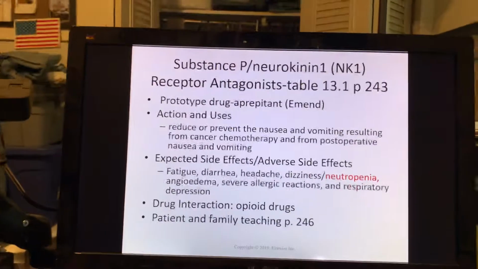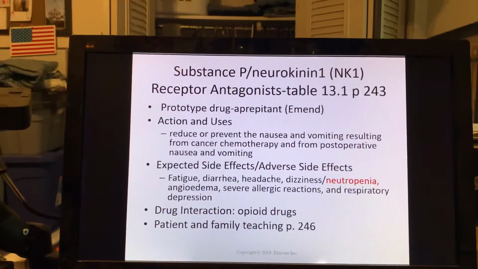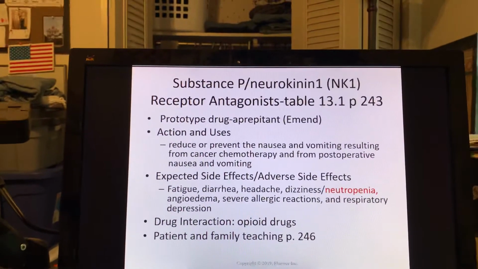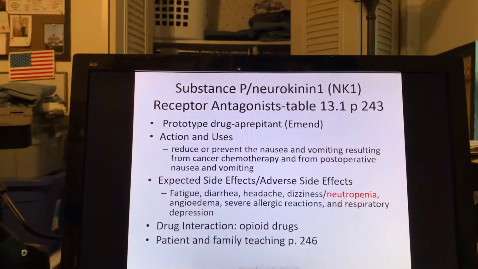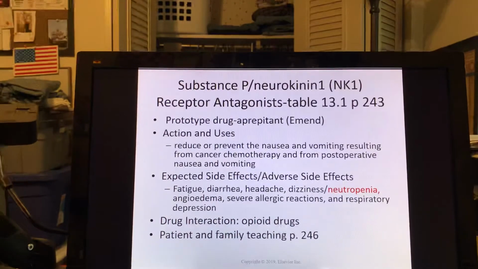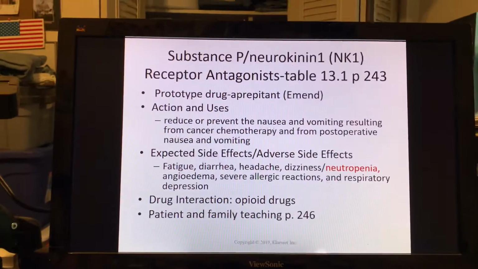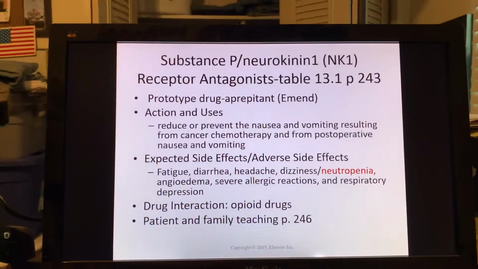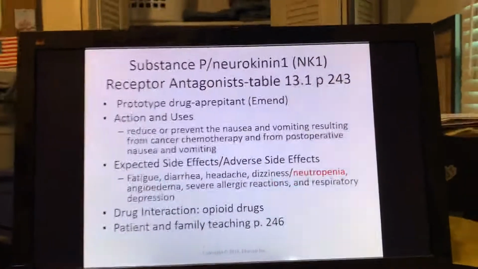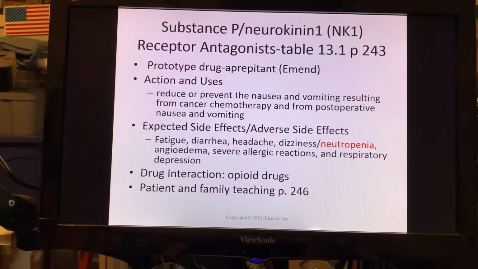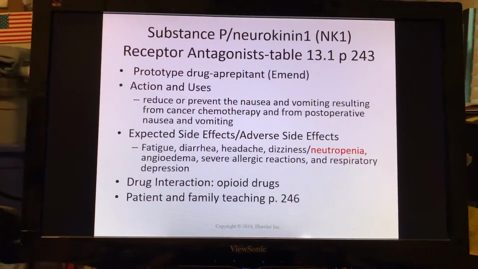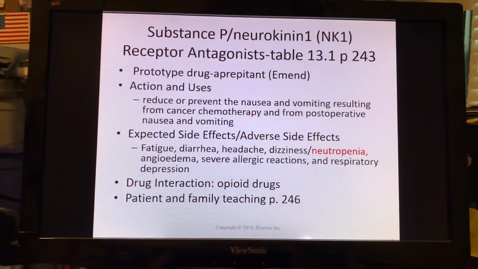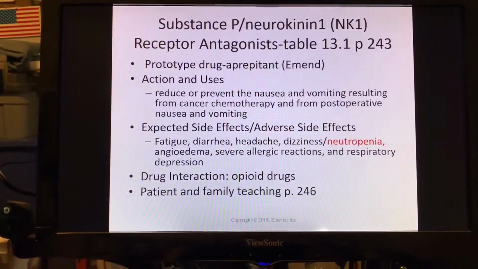The next category is a category called the substance P neurokinin 1 receptor antagonist. Substance P neurokinin 1, so sometimes they're called NK1. Big old long name. The prototype drug is a drug called aprepitant or Emend, and I have personally never given this drug, but I'm told it's a good one. This also can be used for nausea and vomiting from chemotherapy and post-op. Side effects generally are going to be fatigue, diarrhea, headache, and dizziness, somewhat similar to the serotonin antagonist.